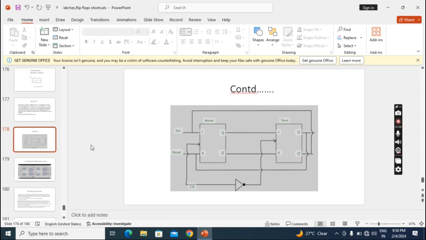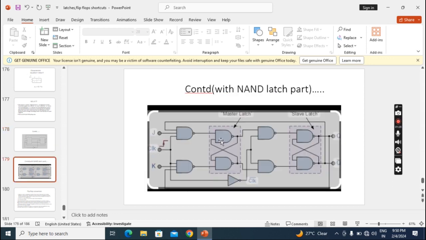And one more thing we have to observe here: for the master we removed the feedback, but there is a feedback from the slave output to the master input. Here we used the NAND latch part. Suppose if I use a NOR latch part, the gated part will become AND and the latch part will become NOR. In that case, these feedback connections we have to change accordingly. That we have to remember.